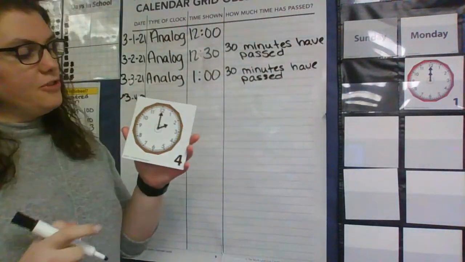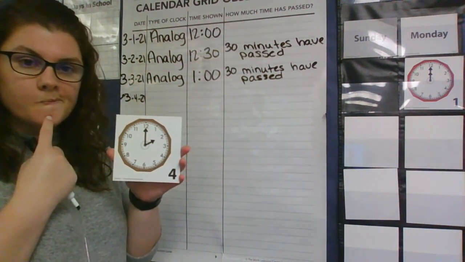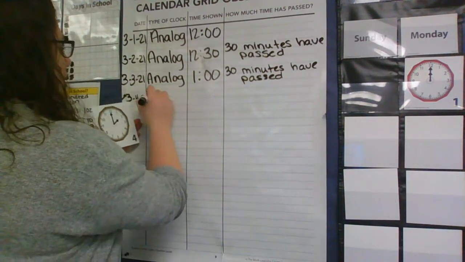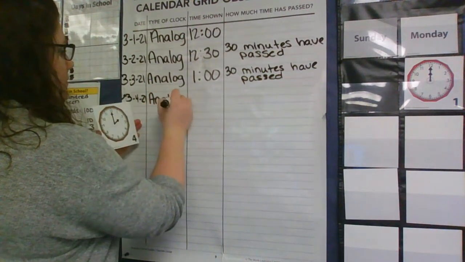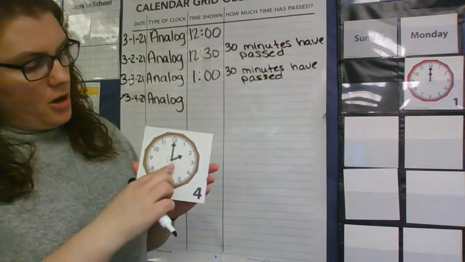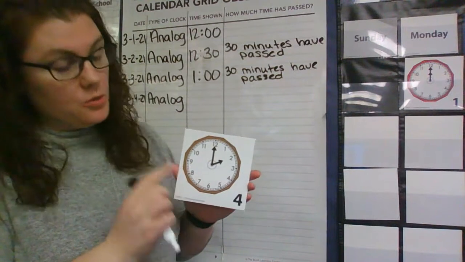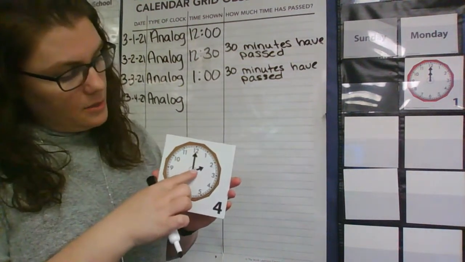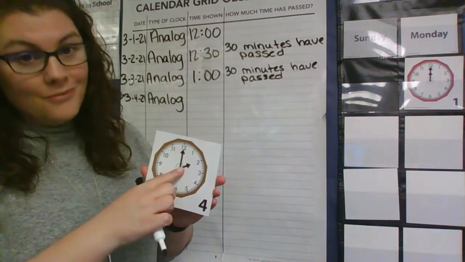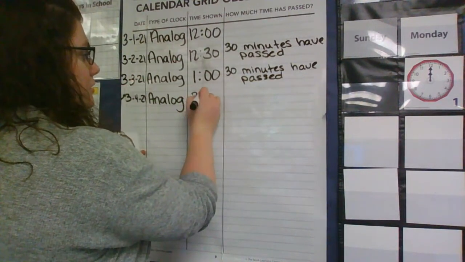Let's look at our clock today. First things first, what type of clock is this? Is this an analog clock or a digital clock? You got it. It is an analog clock. Okay, now we need to figure out what time it is showing. Remember, our short hand is our hour hand. Our long hand is our minute hand. So we always start with the hour. What number is our hour hand pointing to? It's pointing to the number 2, which means the hour is 2 o'clock.